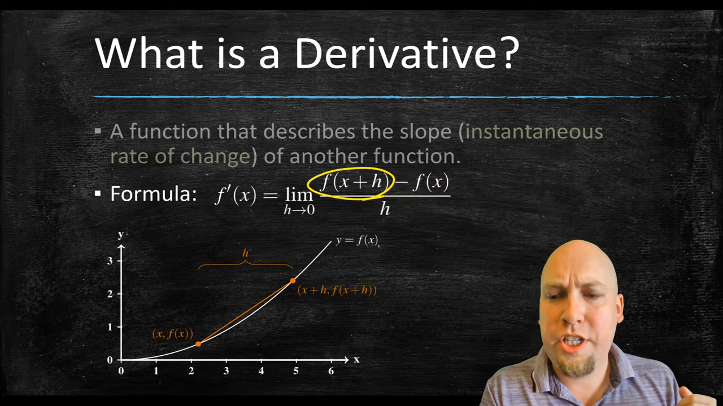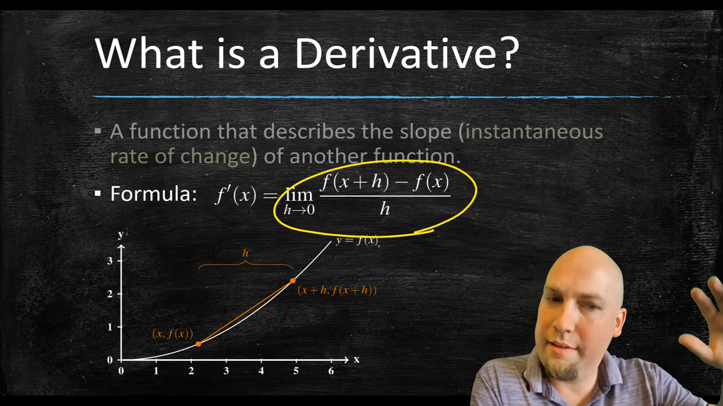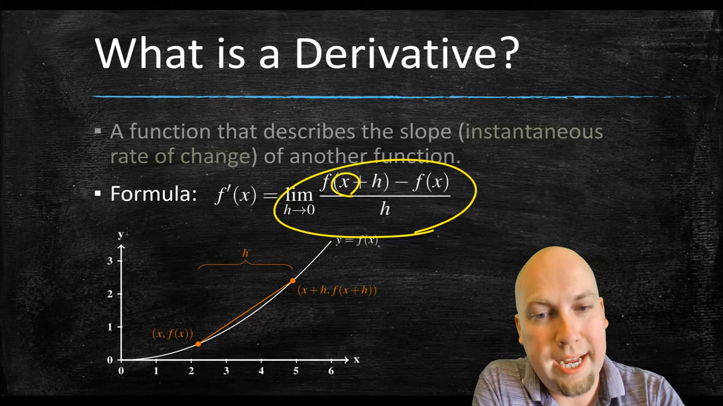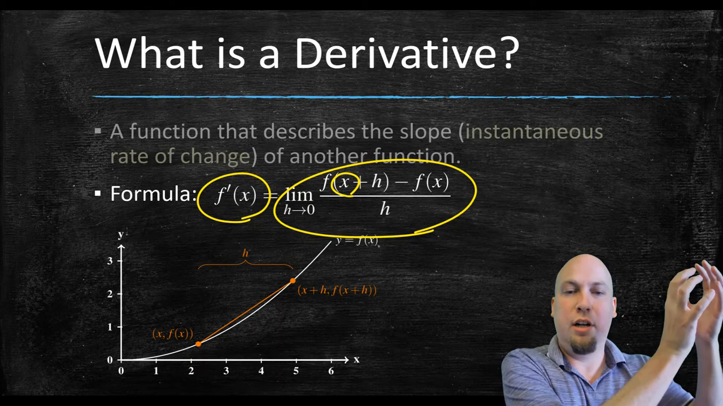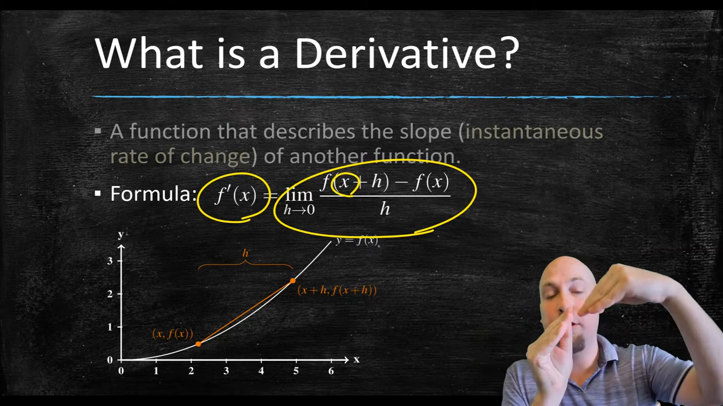But I changed notation because now, after I take this limit as h goes to zero, I'm not going to have h's left over anymore, but I will have x's left over. So what I'm going to get is a function out of this. It's going to be a function that depends on what the value of x is. Okay, and we denote this function by f prime of x. If our original function is f, then our derivative function is f prime. F prime is the function that describes how steep, what the slope is, of the original function f.